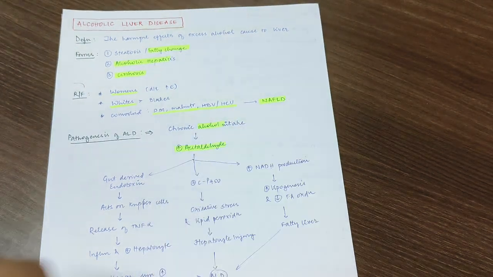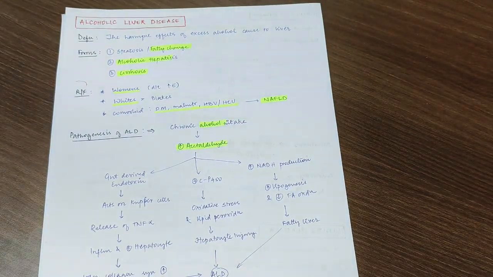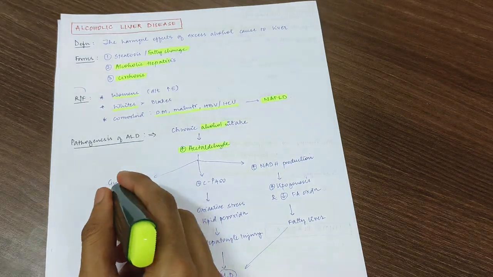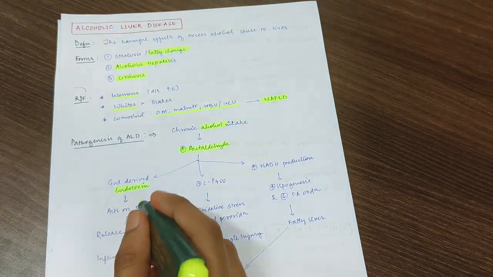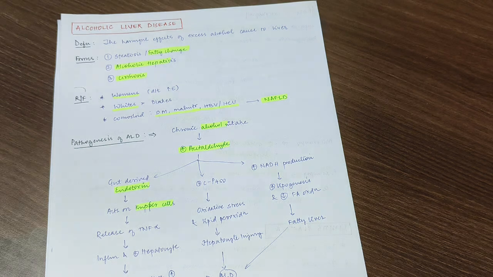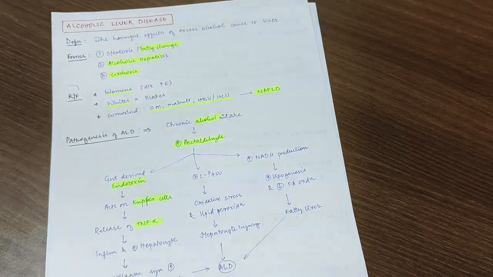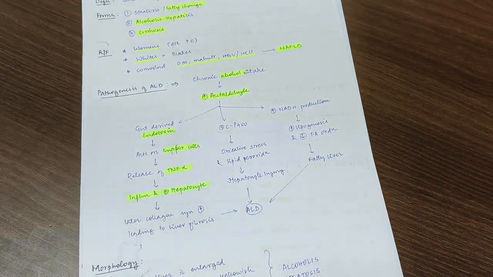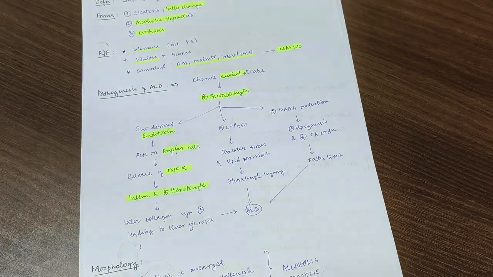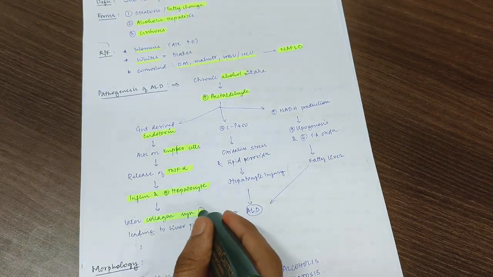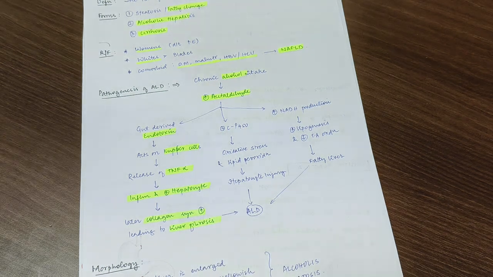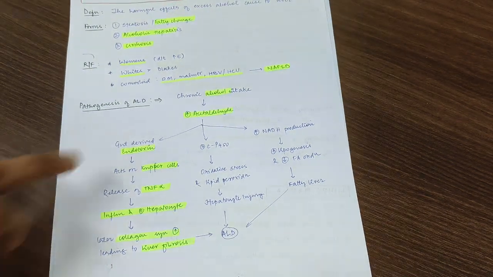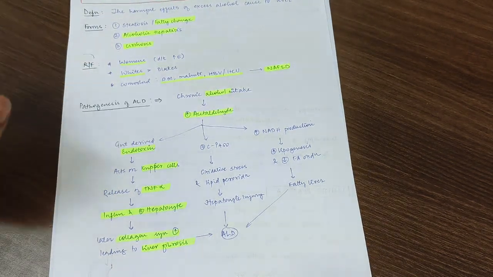It forms increased acetaldehyde. Once this increased acetaldehyde is formed, what happens? There is a formation of endotoxin, and this endotoxin will act on Kupffer cells, and these Kupffer cells release TNF alpha. What will this TNF alpha do? It will act on the hepatocyte and start inflammation, and once the inflammation occurs, first it will be acute, then later it will become chronic with collagen synthesis and liver fibrosis. This is one pathway, because of endotoxin activation by acetaldehyde.